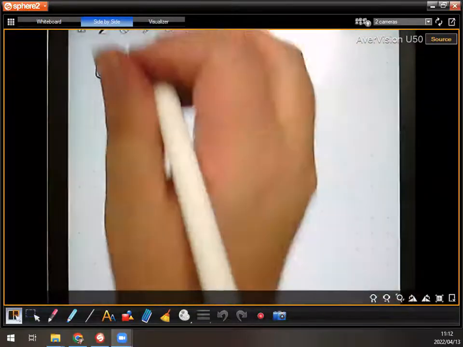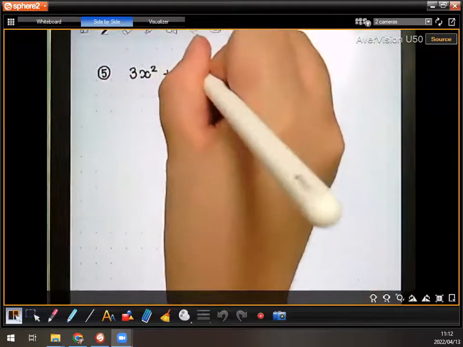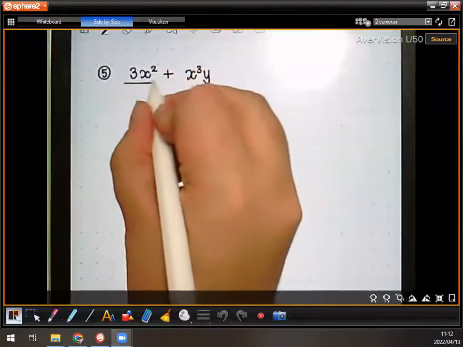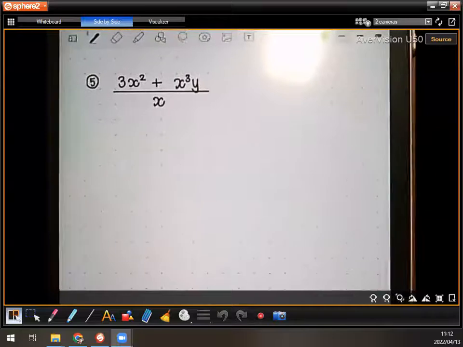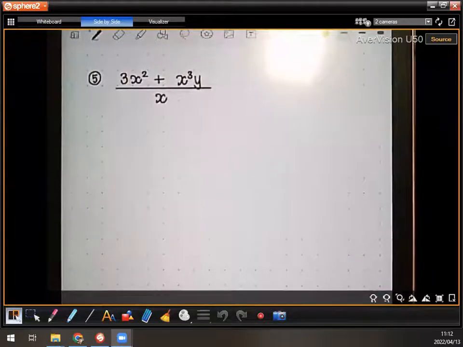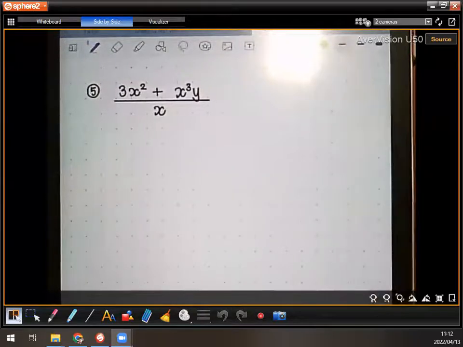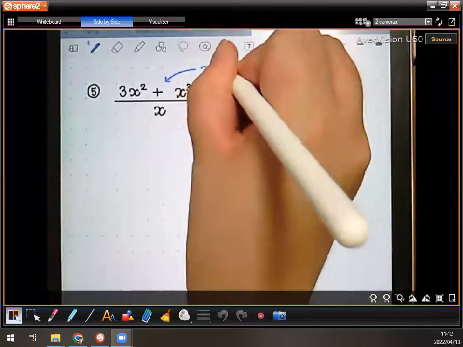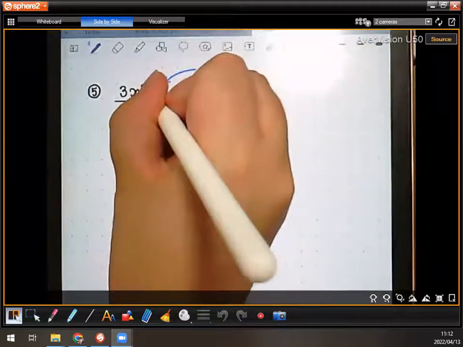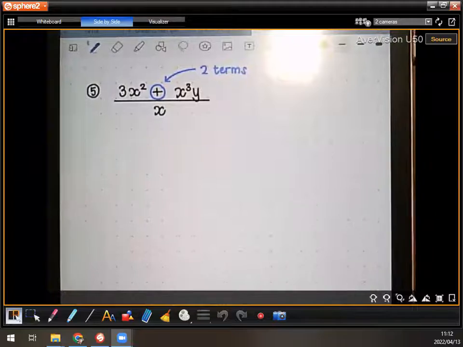All right, we are doing 3x squared plus x cubed y, and that is now divided by x. Now guys, this example is different from the previous one because now we have two terms at the top. So I want us just to make a note of that. We have two terms. We remember that pluses and minuses separate terms. So because there's a plus there, those are two terms that we're working on.